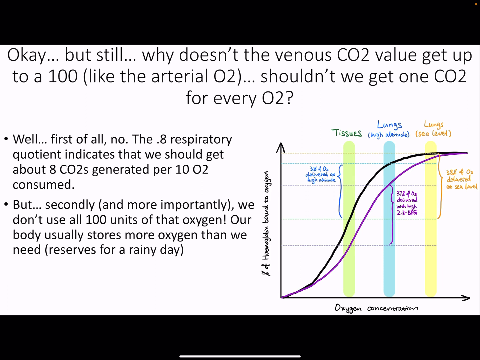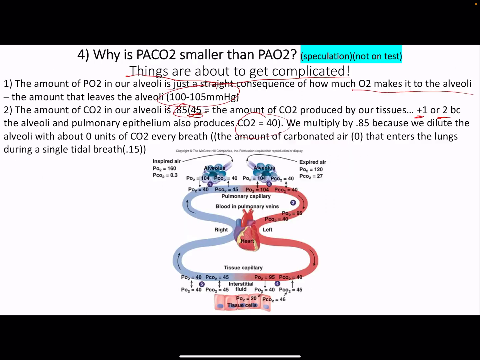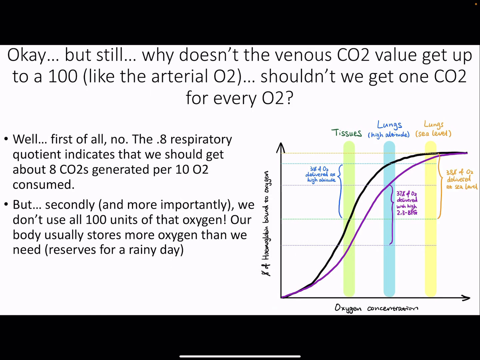All right, it doesn't fully explain everything, right? Because we could still ask ourselves, okay, well, let's not look at it from the alveolar perspective. Let's look at it from the tissue perspective. Why is it the case, we just take it for granted that it's producing 45? Why doesn't it produce 100? Two things. One, remember the respiratory quotient. If you consume 10 oxygen values, you should produce about 8 CO2. So the value should be a little bit smaller, first of all. But second of all, we have excess oxygen. That's the whole point, is that we have tons of reserves. You shouldn't have reserves of CO2 because that's garbage, that's trash, that's the byproduct that's being generated.